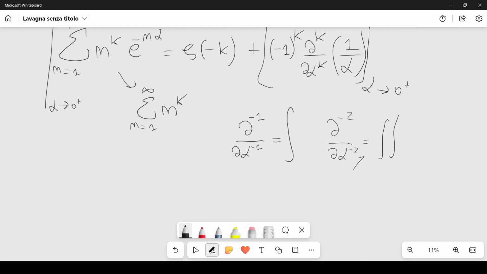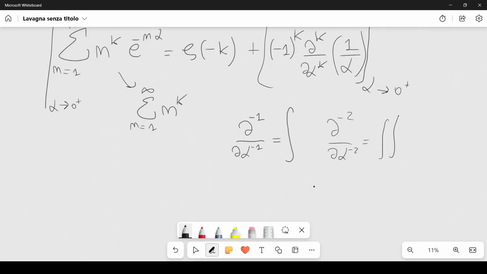Remember that when you integrate with respect to a variable, you might add an additive constant, right? So when you perform the integral of x dx, the indefinite integral, you have x squared over 2 plus a constant in general. In this case, when we consider this kind of definition here, you will not have to include this constant. I want to show you just a couple of examples.